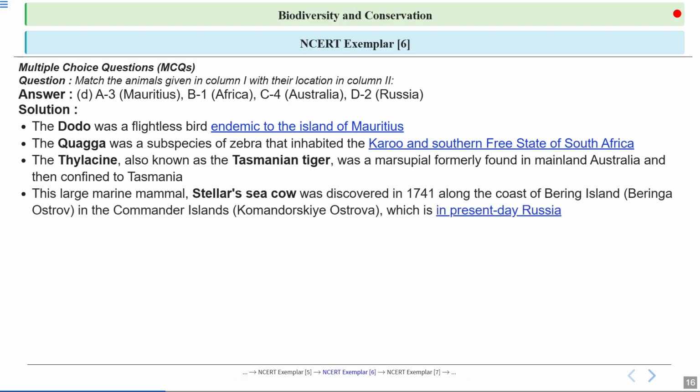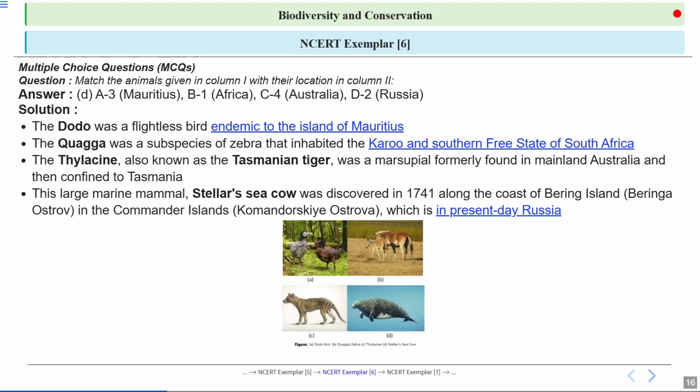Now, Steller's sea cow was a large marine mammal discovered in 1741 near Bering Island, which is part of the Commander Islands in present-day Russia. This is clear, so we can say that D matches with 2, which is Russia, of column 2. Here you can see the image showing you the dodo, quagga, thylacine, and Steller's sea cow. These are all extinct now.